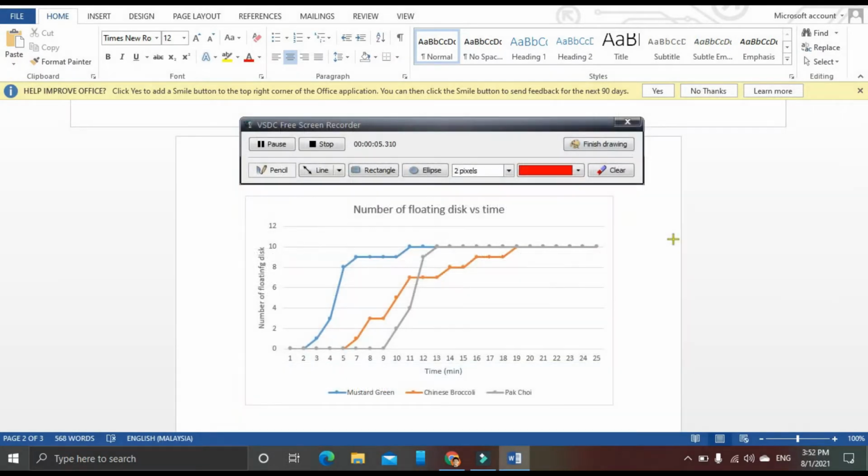From the graph that I made, we can conclude that the mustard green has the highest rate of photosynthesis compared to pak choy and the Chinese broccoli, because it recorded the fastest time for all the discs to float on the water. And the second place is the pak choy, and the third place goes to the Chinese broccoli.